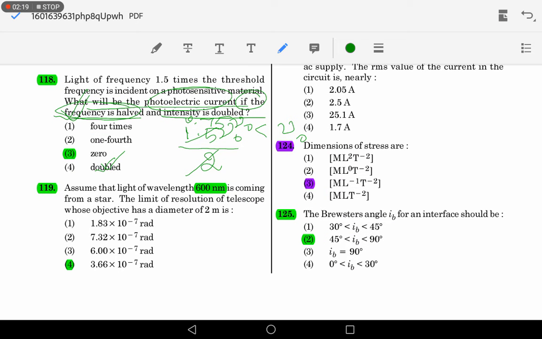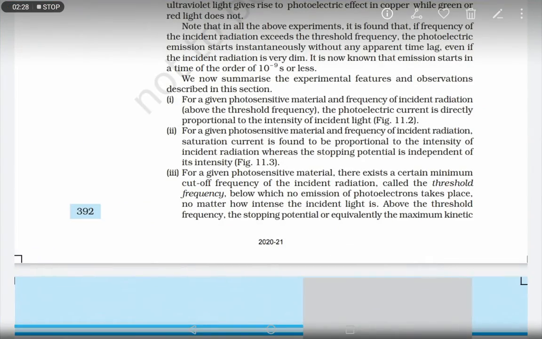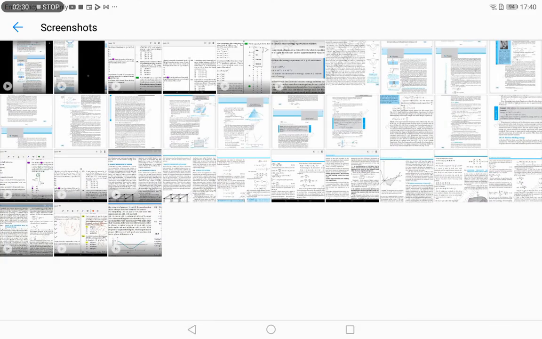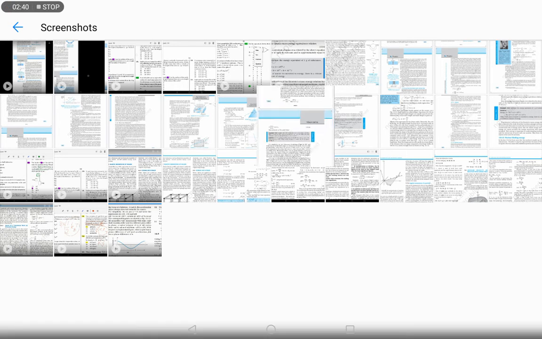So next, assume that light of wavelength 600 nanometer is coming from a star. The limit of resolution of telescope. I'm going to show you a direct example question from NCERT for this. It's obvious that solving NCERT exercises and examples could fetch you a great mark than not solving.